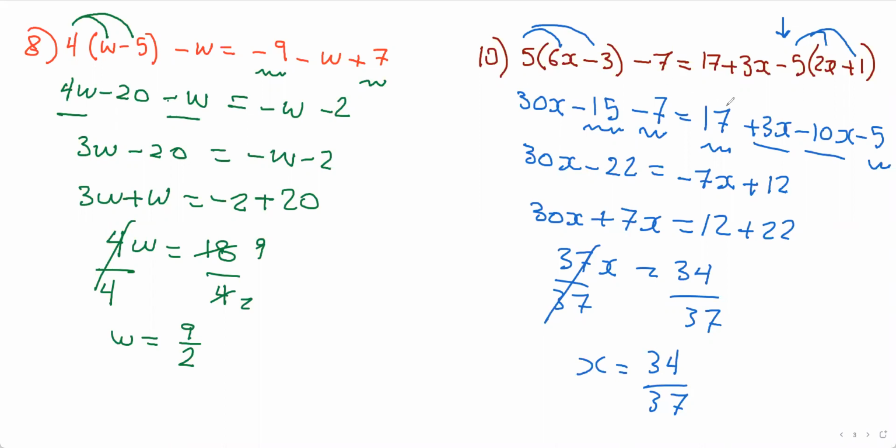Okay, so -15, -7, 17, 3x, -10x, minus 5, 17 minus 5 is 12, that's -7x, 30x, -22. 30x plus 7x, and 12 plus 22 is 34, and 37.